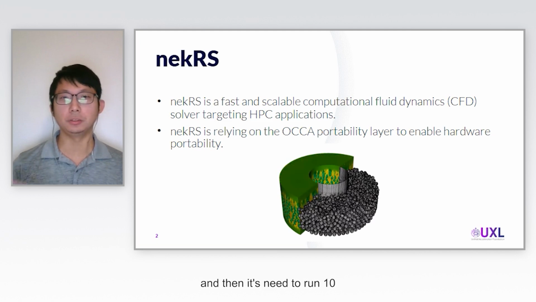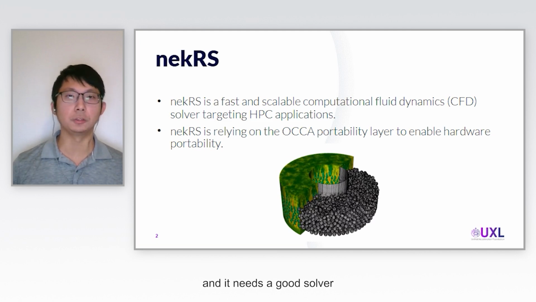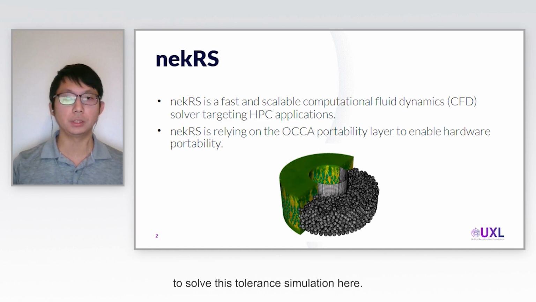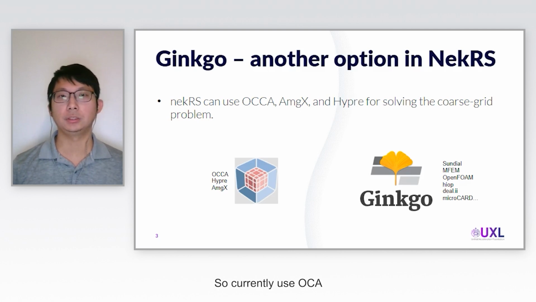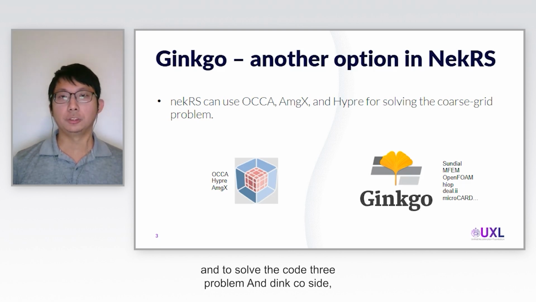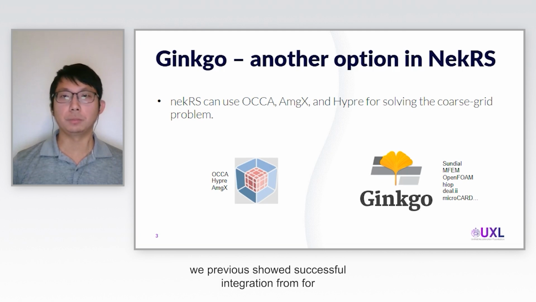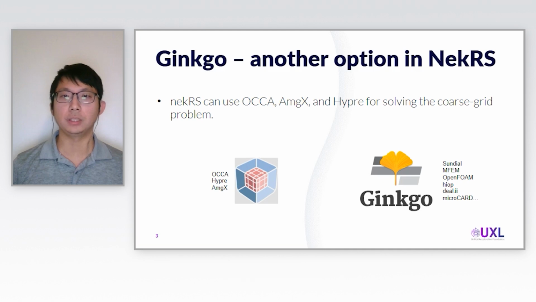It needs to run many times, and it needs a good solver to solve this turbulence simulation. So as the Ginkgo team, we would like to provide another option in nekRS. nekRS currently uses OCCA, or can use AMGX from NVIDIA or Hypre from a national lab, to solve the coarse grid problem. On the Ginkgo side, we previously showed successful integration for Sandia, MFEM, OpenFOAM, and many applications. In this talk, we would also like to bring Ginkgo into nekRS.